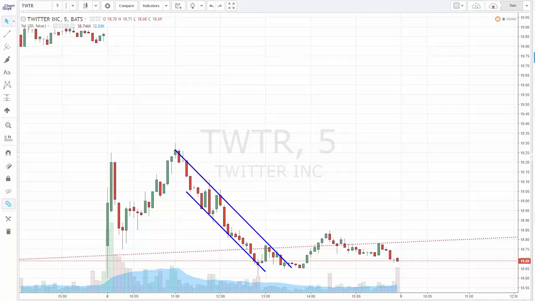Last chart I want to point out is Twitter 5-minute, and what I want to do here is not show you a great trade that we did, but rather indicate that a pattern break doesn't always mean that the trend is going to change to the bullish side or to the bearish side. Sometimes all it means is that something has changed.